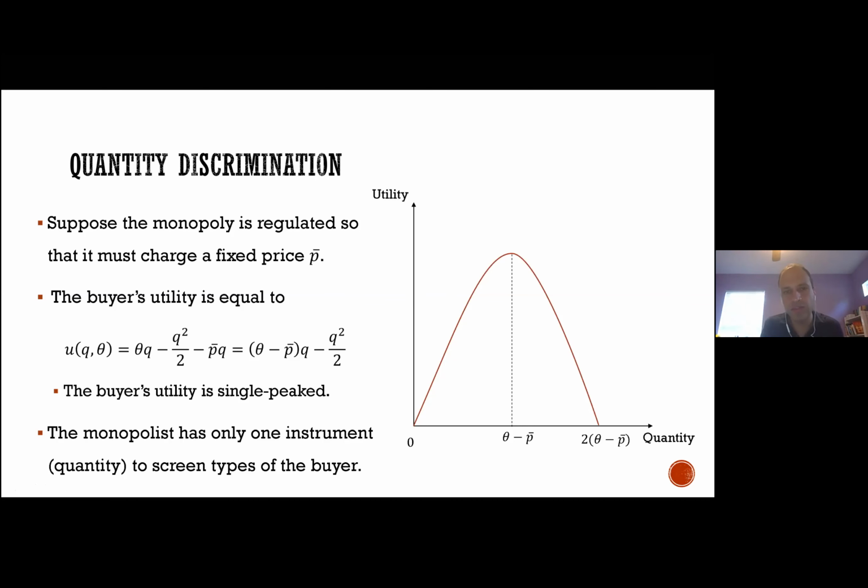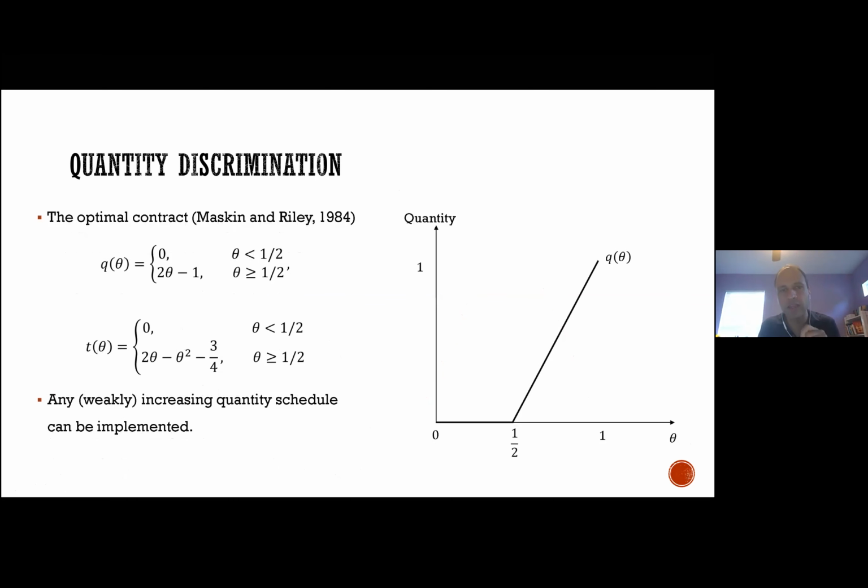To understand this difference, let me go back and recall the optimal mechanism or optimal contract under the situation where we have the linear demand curve and the buyer's type is uniformly distributed. Maskin and Riley provide the result over there. The optimal contract is going to look like this. This is the quantity schedule, and T theta is the transfer schedule corresponding to that. You don't have to remember this, just look at the picture on the right hand side.